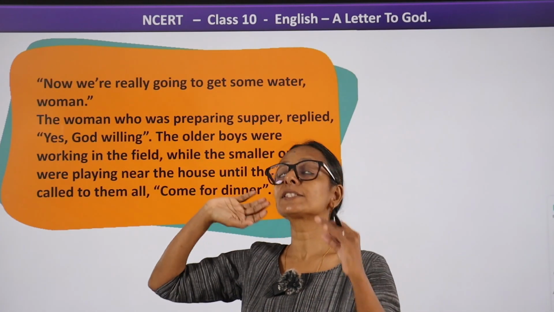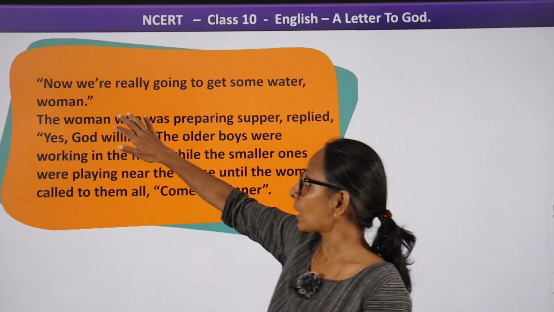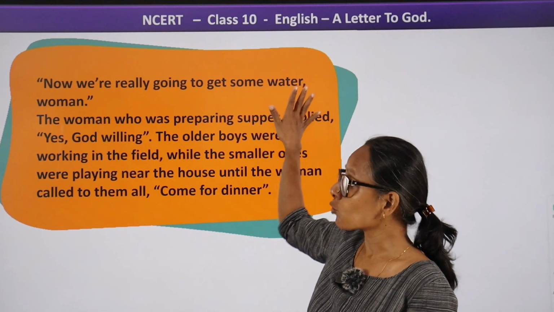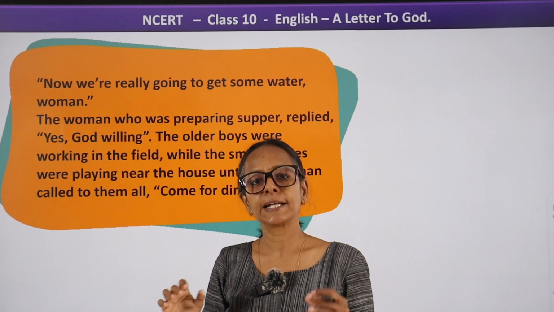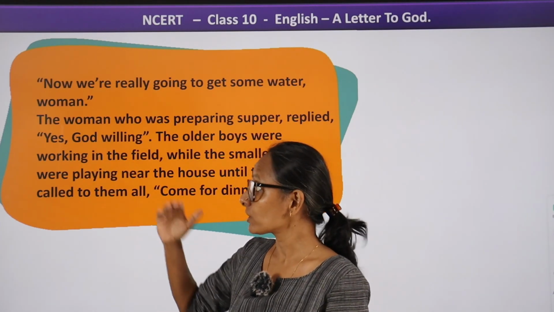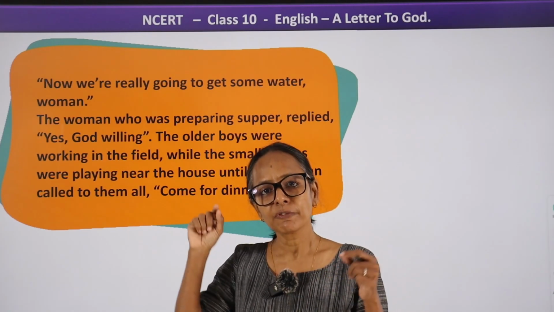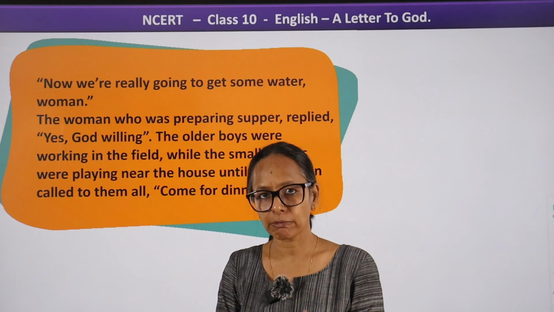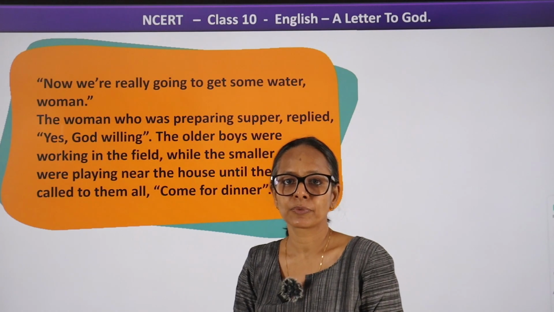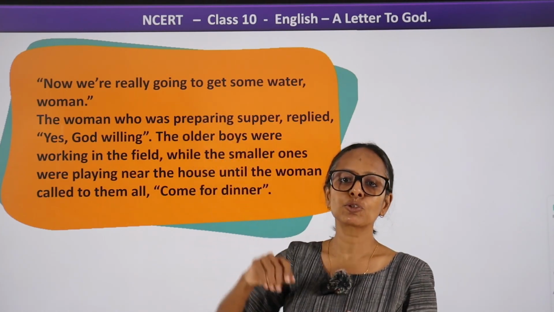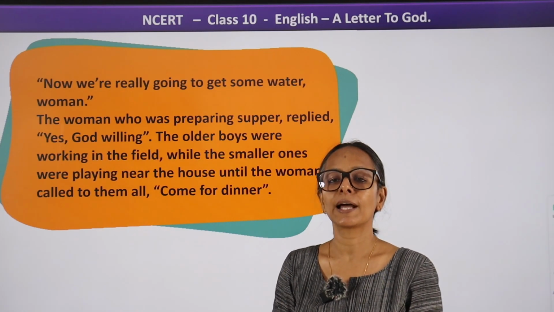What is he saying now? He is just looking at the sky in the northeast direction and he is telling, now we are really going to get some water, woman. See, it's given in inverted commas. That means it's exactly what Lencho is saying. What is he saying? Now we are going to get some water. Here, when he says water, he is talking about rain. And when he says woman, who is he addressing it to? He is telling this entire statement to his wife. So what Lencho is telling is that we are going to get some rain, and he is saying that to his wife.